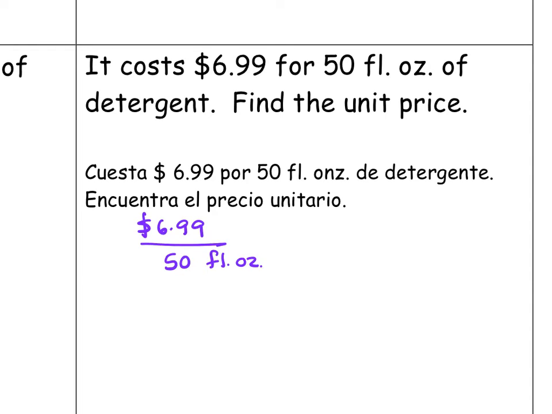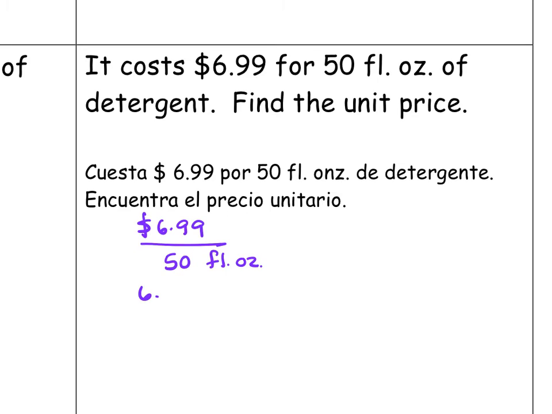So we should have $6.99. Money is always on top when they ask what the unit price is, or the cost per ounce. And so we should have 50 on bottom. What should we do next?